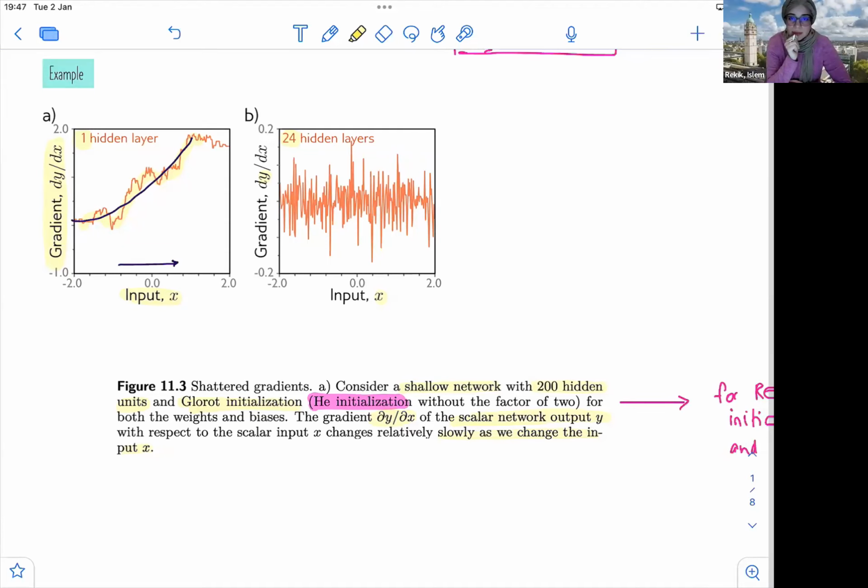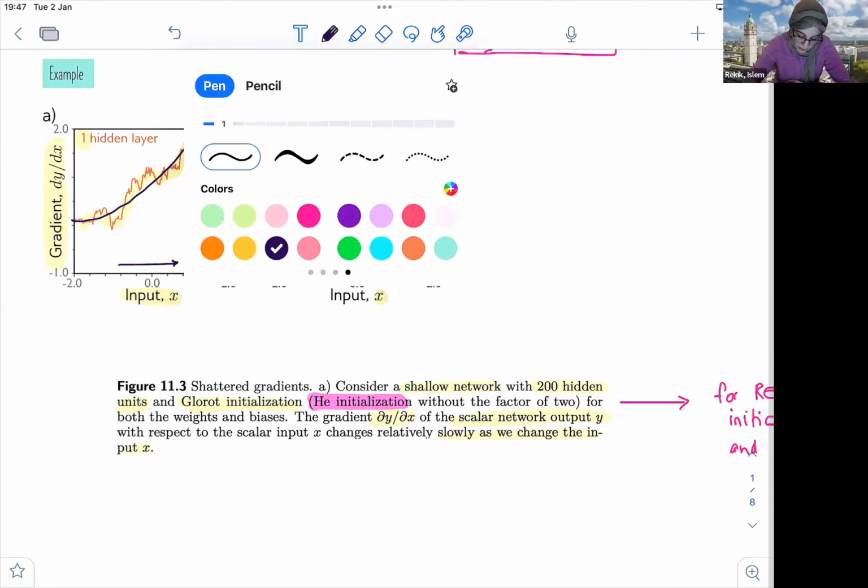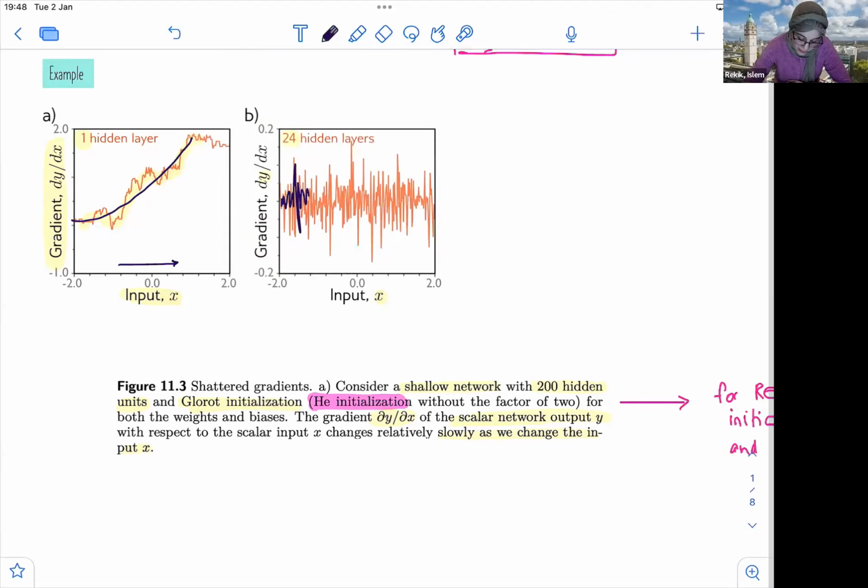And what do you guys notice here? Very interesting behavior, right? The gradient dy/dx, the change of the output with respect to the change in the input, is completely scattered. It is zigzagging, going up and down, okay? So it's not stable at all. It's a bit chaotic, not too chaotic, there is a pattern here, but it's not stable at all. You can see it right here. And this is because of the depth. We increased the depth from 1 to 24.